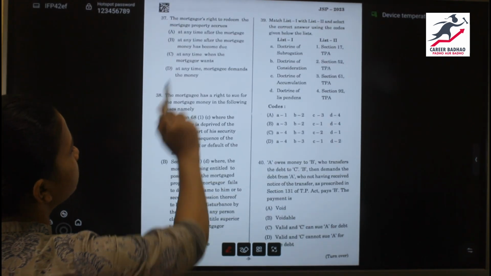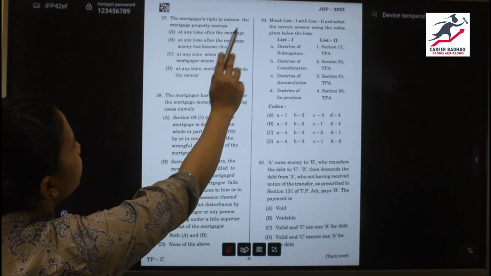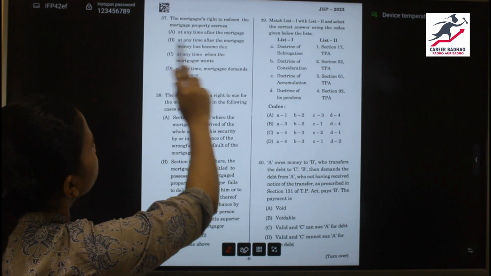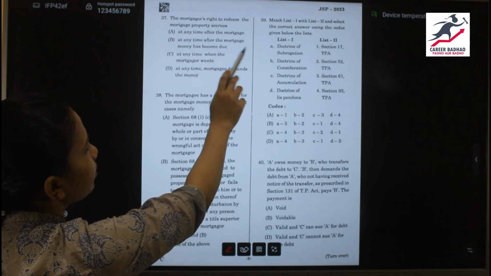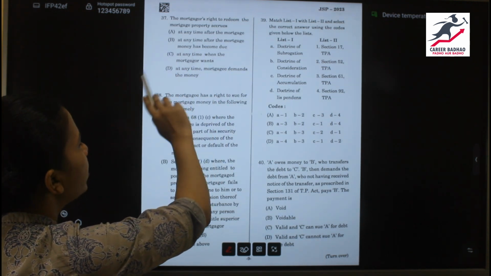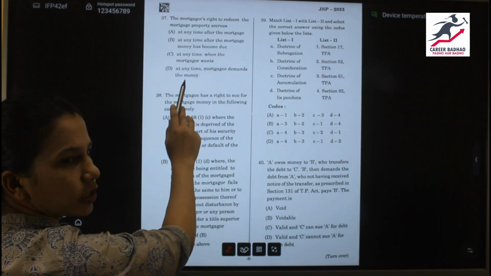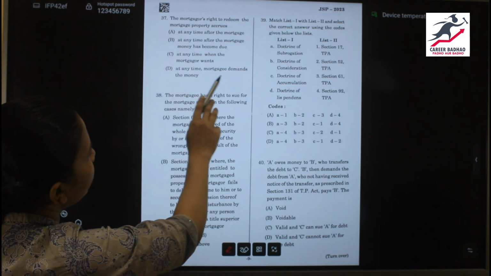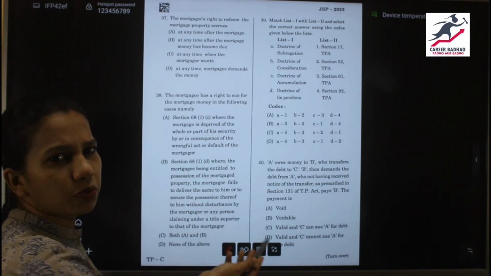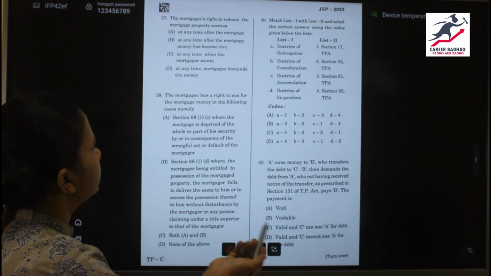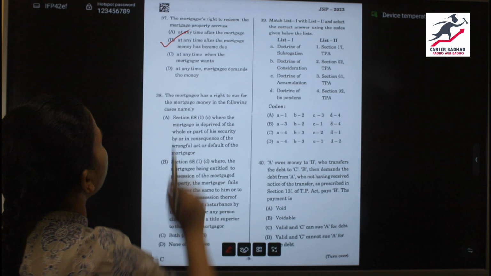Let's move to question number 37. The mortgagor's right to redeem the mortgage property accrues. Option number A, at any time after the mortgage. Option number B, at any time after the mortgage money has become due. Option number C, at any time when the mortgagor wants. Or option number D, at any time the mortgagee demands the money. So here, it is also a direct question, nothing to overthink. The correct answer is option number B.